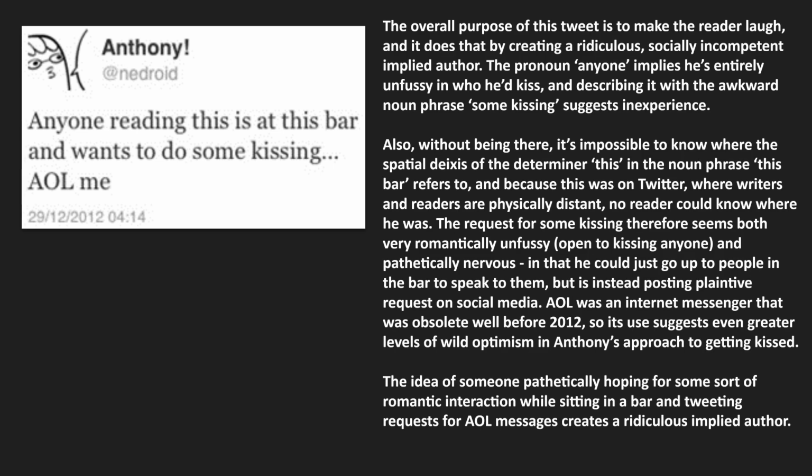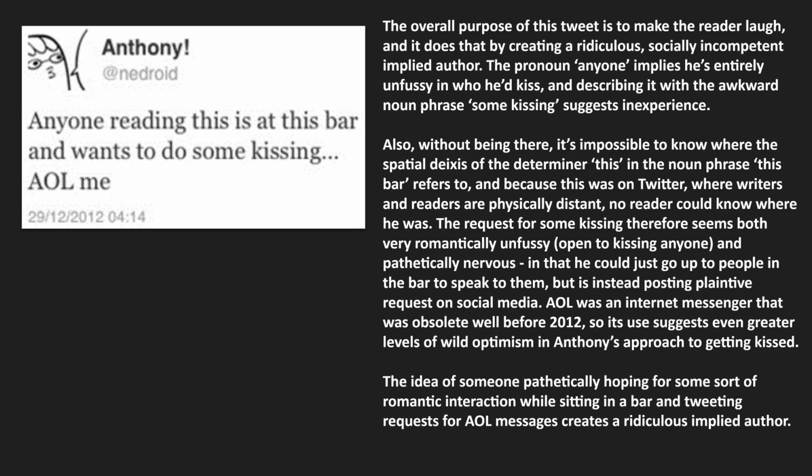So the comedy of this completely comes from the implied author. It's ridiculous, the idea of someone at a bar who wants to be kissed or wants to kiss someone, and the proposal is instead going on social media and posting something that they should AOL them. AOL being an obsolete messenger service that even by 2012 nobody was using. So the purpose of this is comedy, and it does that by creating a ridiculous implied author. You can see I put some analysis on the screen there.